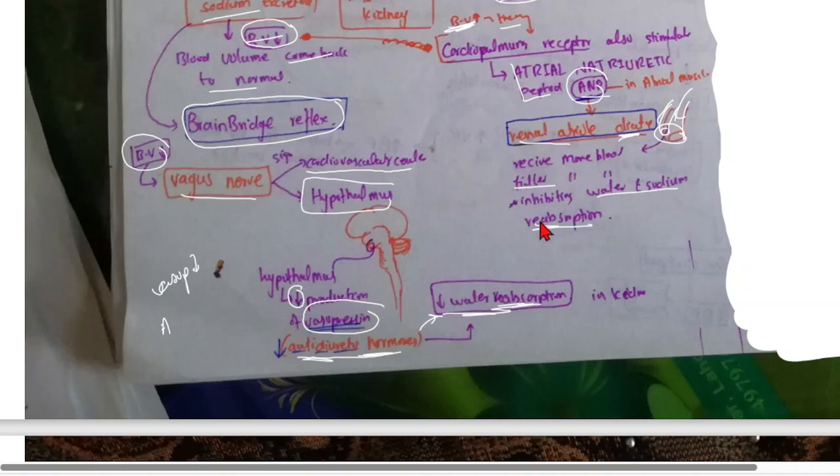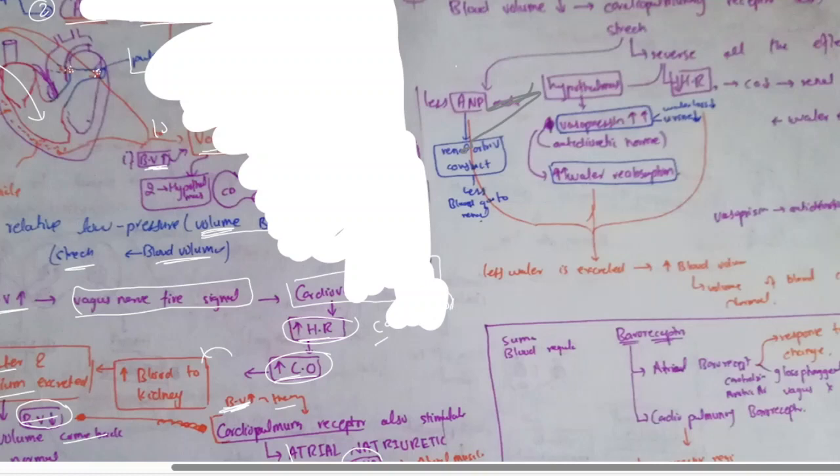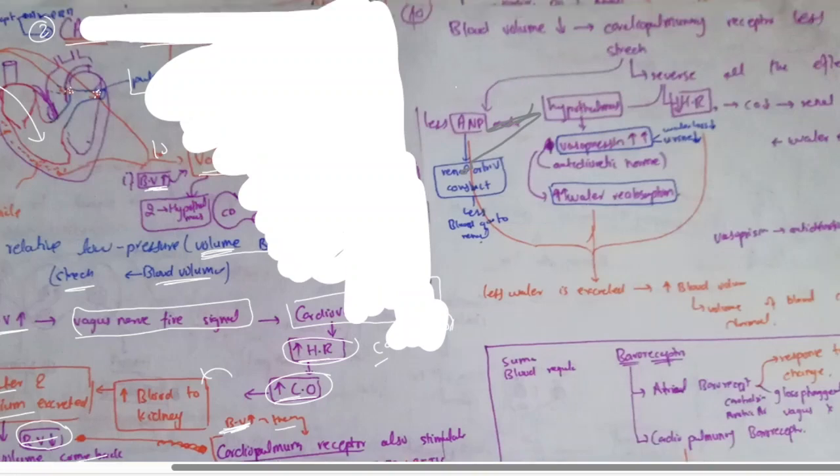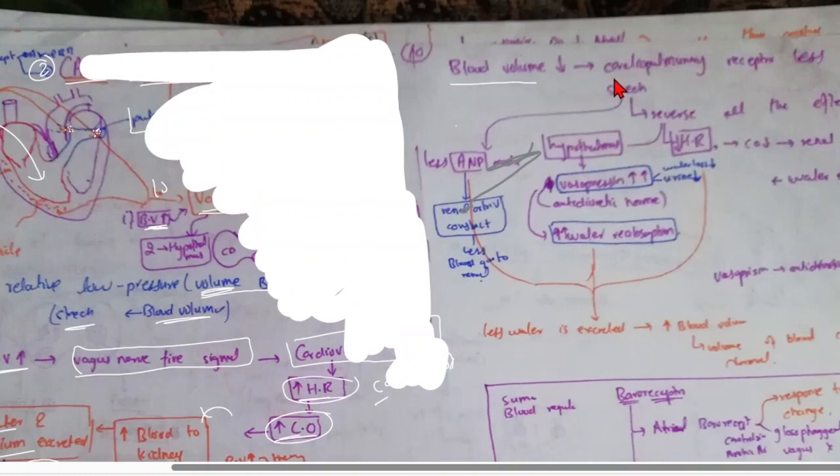Now the next thing that you have to remember. If the blood volume is decreased, you have to understand it again. If the blood volume is decreased, the cardiopulmonary receptors are stretched less. When they are stretched less, all the effects reverse. First of all, the heart rate decreases. Another is the hypothalamus: the amount of vasopressin increases, so water reabsorption increases. Another is that less ANP is secreted. If less ANP is released, the renal arteriole constricts.